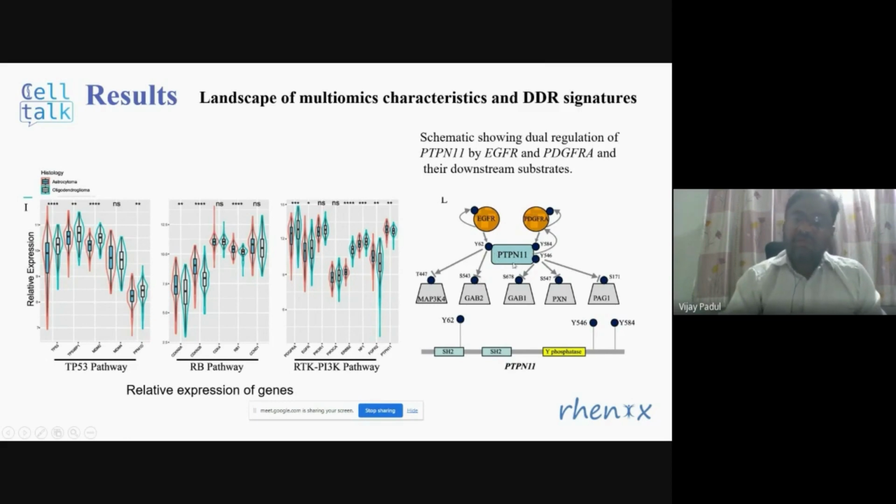That means it will reverse the added phosphate and remove it from the protein structure and thus inactivate those particular downstream genes. So they have identified this pathway which leads to the dual regulation of EGFR and PDGFRA, which is mediated by the PTPN11. And they have identified those particular regions where these phosphorylations are taking place. So this is tyrosine 62, tyrosine 546, and tyrosine 584.